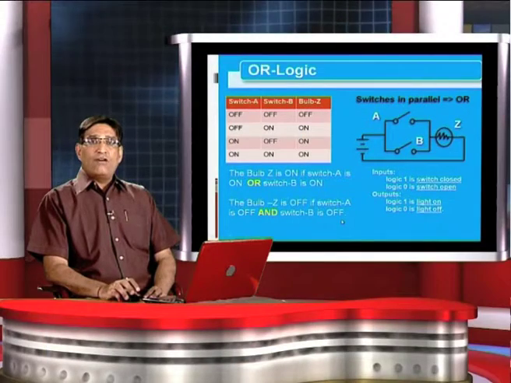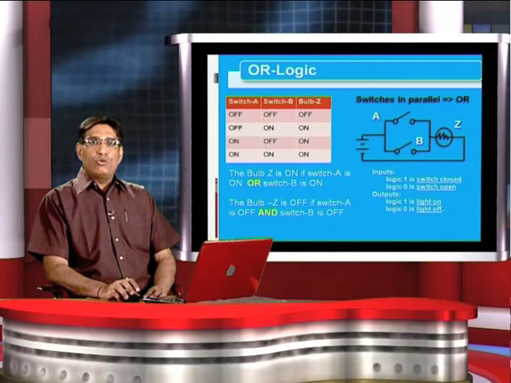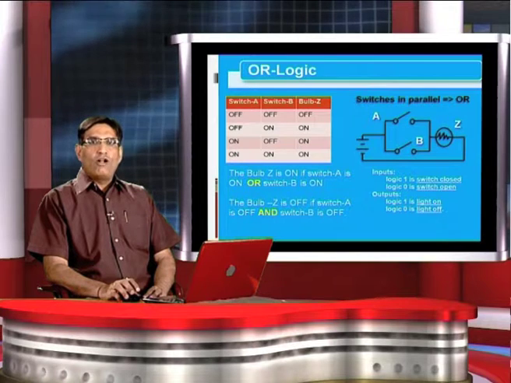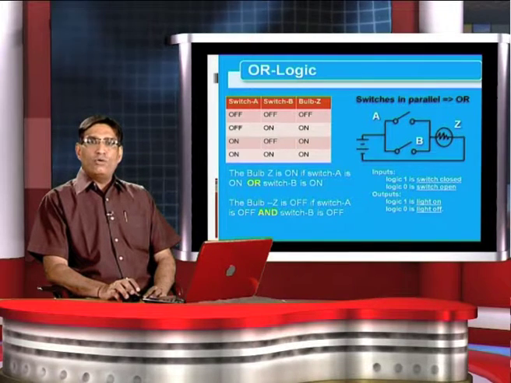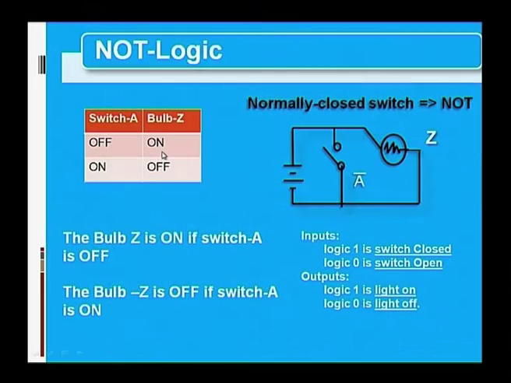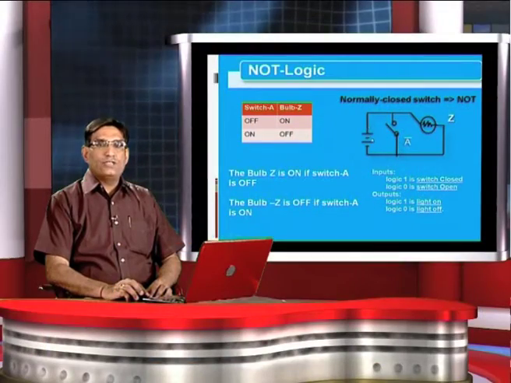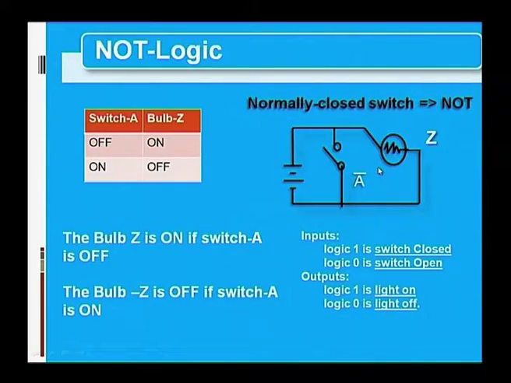So now we can have a correlation between AND and OR logic: whatever is true in AND becomes false in OR, and whatever is true in OR becomes false in AND. Now let us move to NOT logic. In this case we connect the switch in parallel to the bulb. That means if the switch is off, the bulb is on. If the switch is on, the path gets short circuited and the bulb is off.